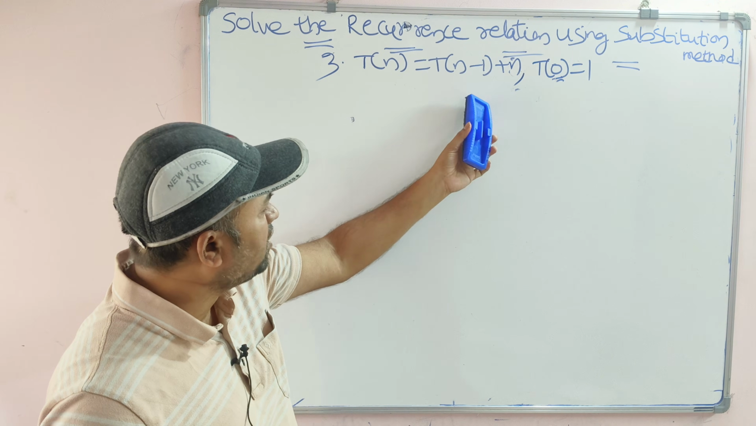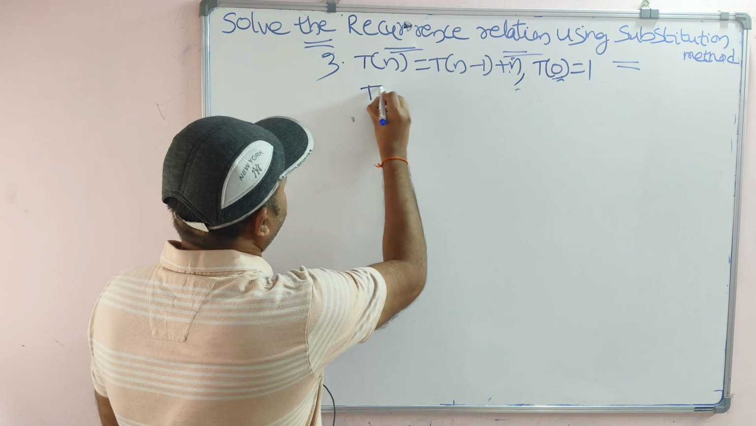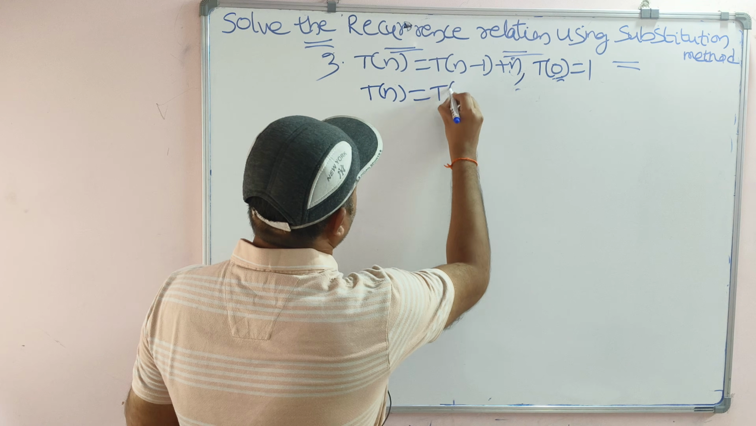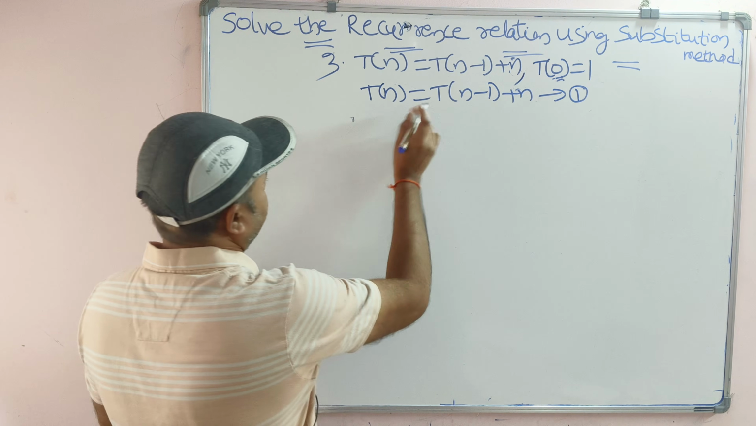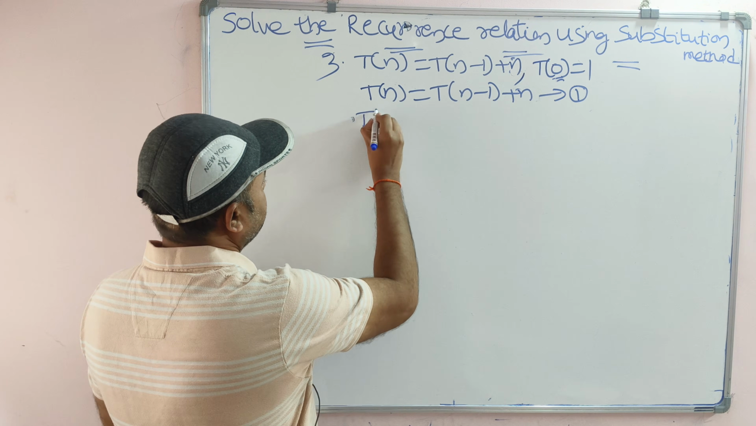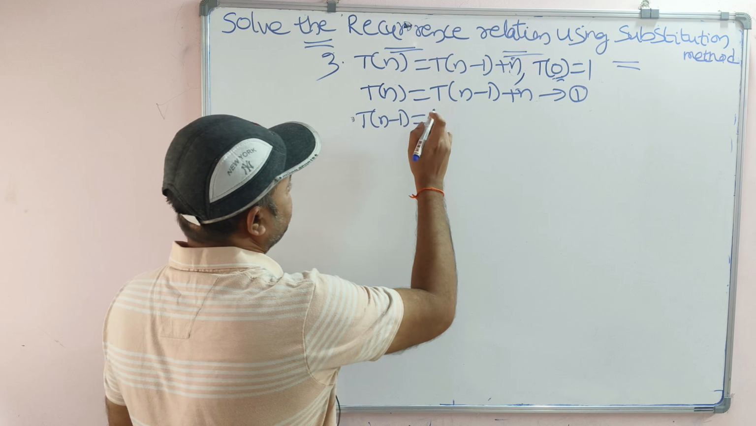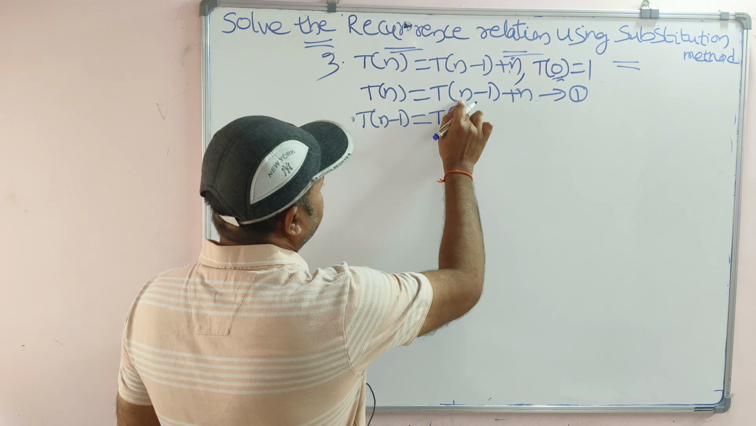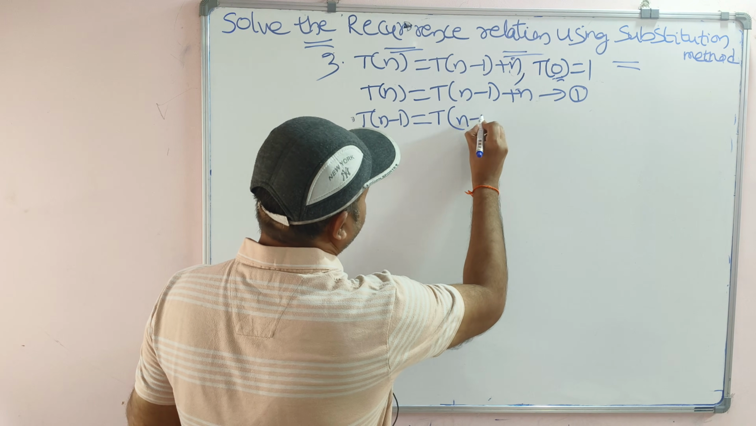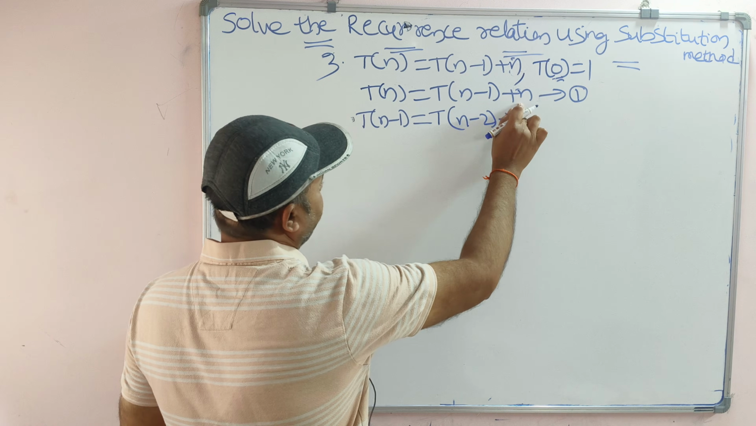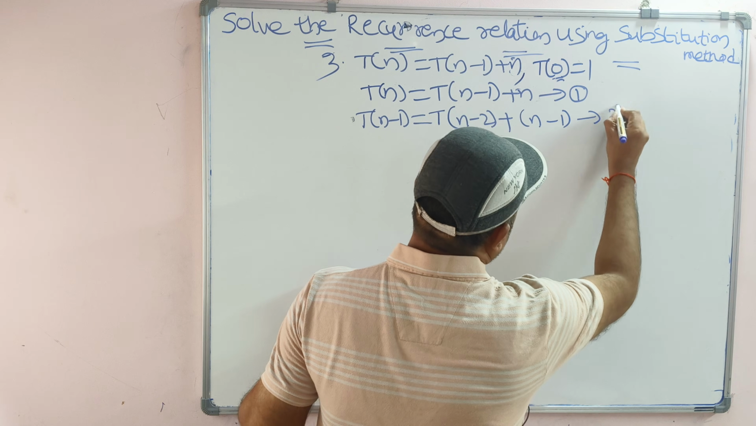T of n equal to t of n minus 1 plus n, comma t of 0 equal to 1. So here, what is t of n? T of n minus 1 plus n. Let it be equation number 1. Now here we have t of n minus 1. So obtain the formula for t of n minus 1. So in place of this n, substitute n minus 1. Then we will get t of n minus 1 minus 1. So that is nothing but n minus 2 plus, in place of this n, we have to substitute n minus 1. So n minus 1. Let it be equation number 2.